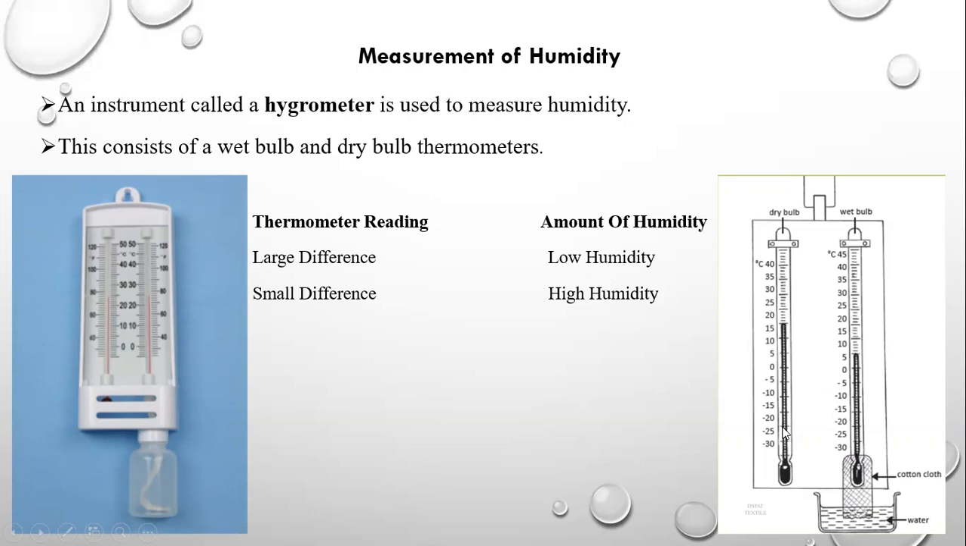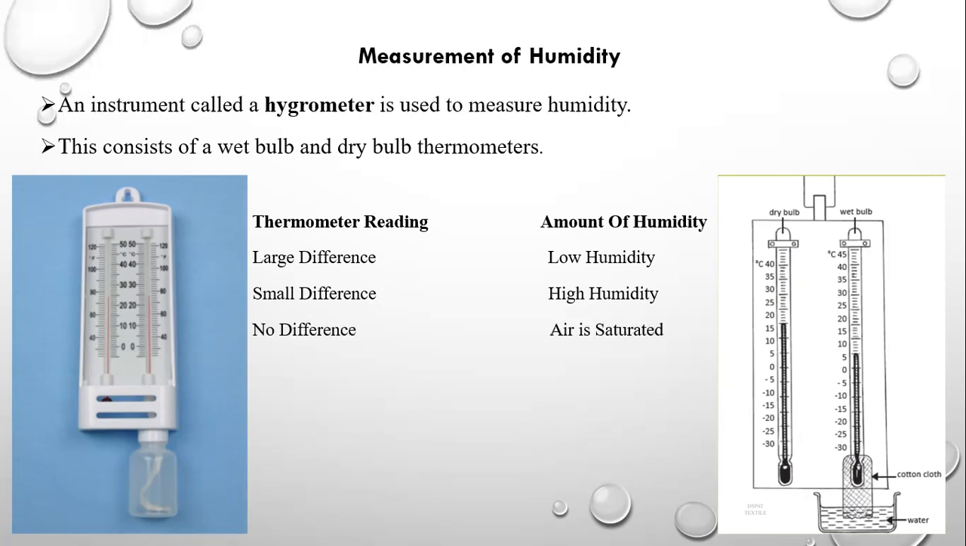For example, if the dry bulb reading is 40 degrees Celsius, and that of the wet bulb is 5 degrees Celsius, the difference there is 40 minus 5, which gives us 35. And that is a large difference, and it means there is low humidity. So the larger the difference between the dry bulb and the wet bulb temperature readings, the lower the humidity. And the smaller the difference between the dry bulb and the wet bulb thermometers, the higher the humidity.